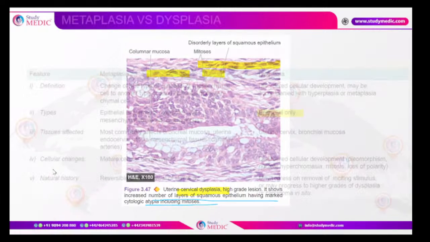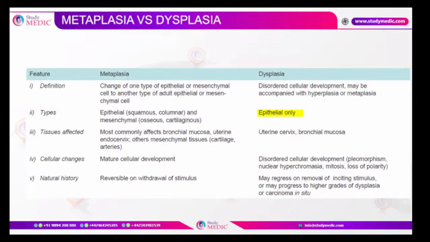Okay. So this is the table which is showing the comparison between the metaplasia as well as the dysplasia. In the metaplasia, we see that there is a change from one adult epithelial or mesenchymal type to another epithelial or mesenchymal cell. Whereas the dysplasia is where there is a disordered cellular development which can be accompanied along with the metaplasia or with the hyperplasia. Coming to the types, as we've seen, in metaplasia we have got epithelial type and mesenchymal type. In the epithelial, we've got squamous and columnar, and in the mesenchymal, we've got the osseous as well as the cartilaginous. And then in the dysplasia, it is known to affect only the epithelium.